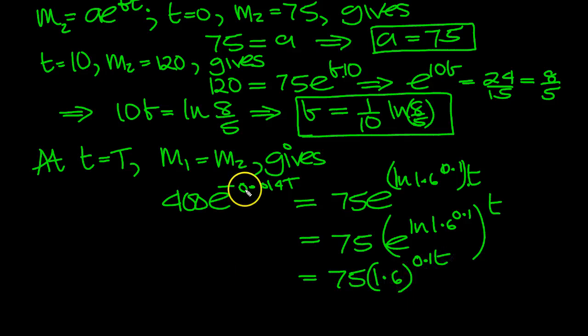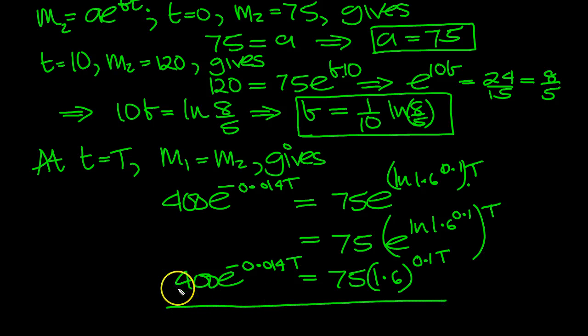So that's what we've got then. This is capital T, of course, so let's put that in. We should have written that at the outset: capital T, and capital T. So 400 e to the minus 0.014 capital T is equal to this, is what we've got.